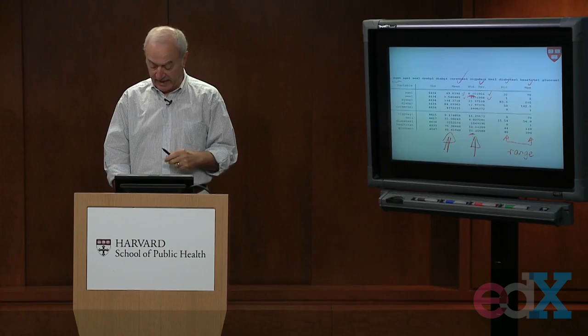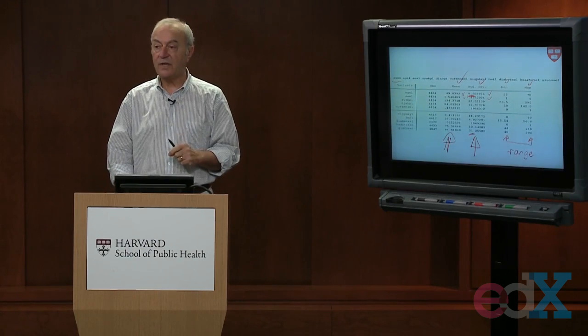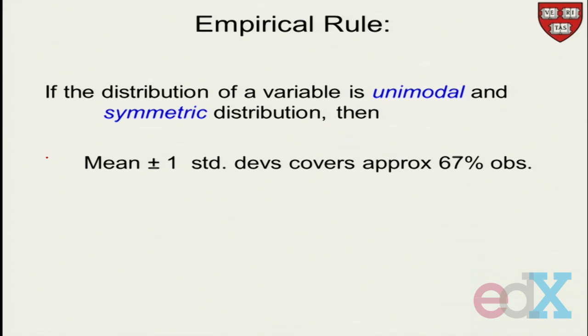Let's see if we can add a little bit more intelligence to that. This leads us to the empirical rule. So here is the empirical rule. And the empirical rule says if the distribution of a variable is unimodal, what does that mean?